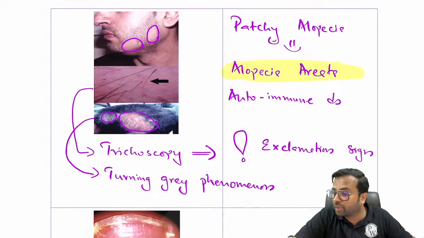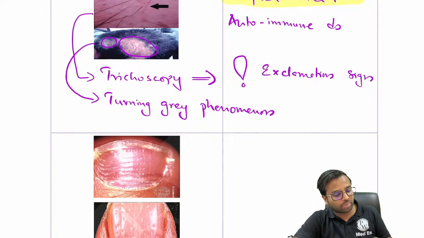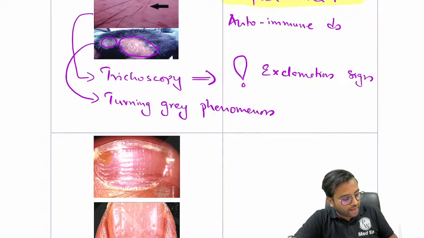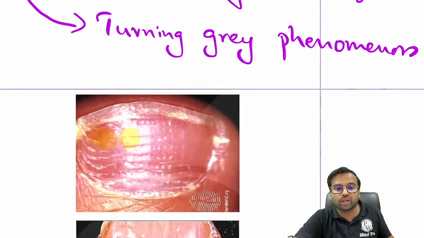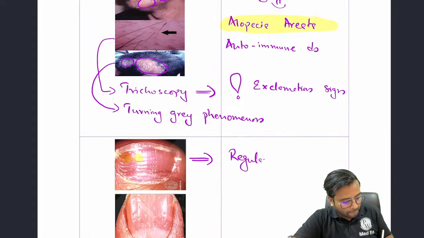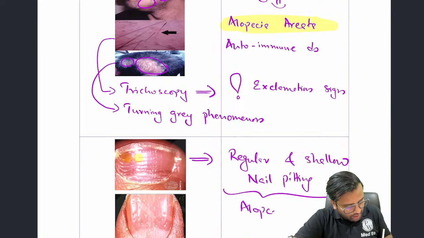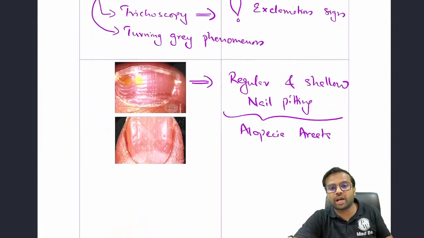In the meanwhile, Mahesh and Dushmesh Bhatt, both of you were telling about some kind of nail pitting. So if you are able to see something very regular like this, regular and shallow nail pitting, this is also seen in alopecia areata.